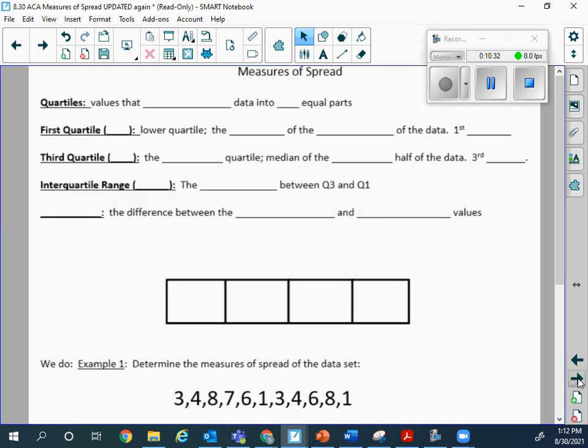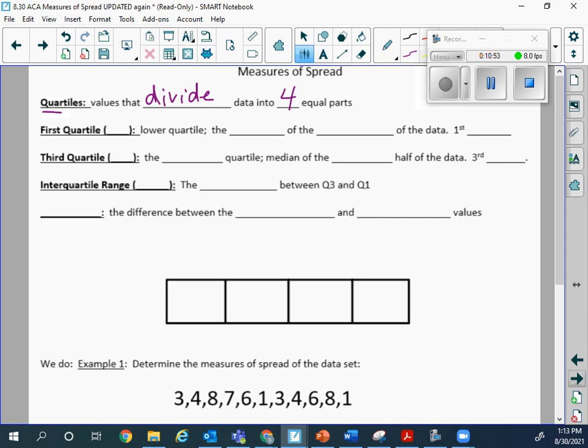All right, so now what we want to do is actually do it on our paper. So guys, you've got the notes in front of you. Please remember that if I'm writing, you're writing, okay? Quartiles are values that divide data into 4 equal parts. The prefix qua.